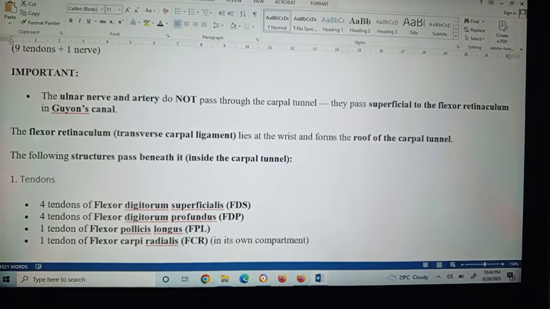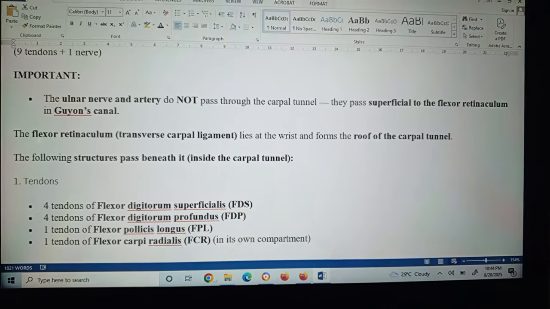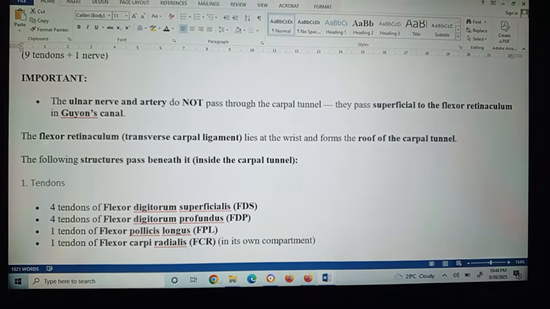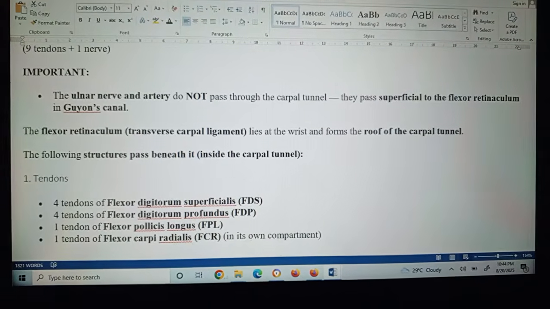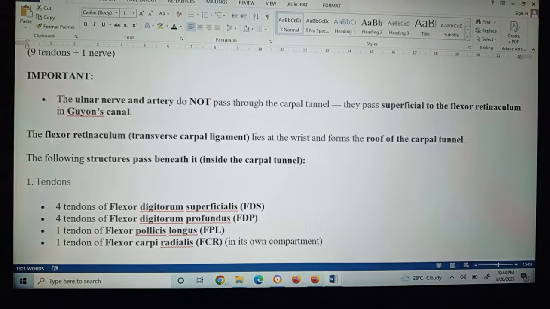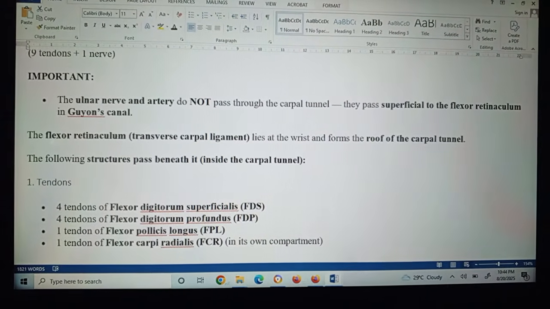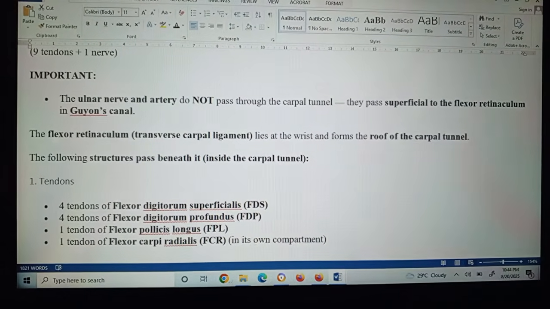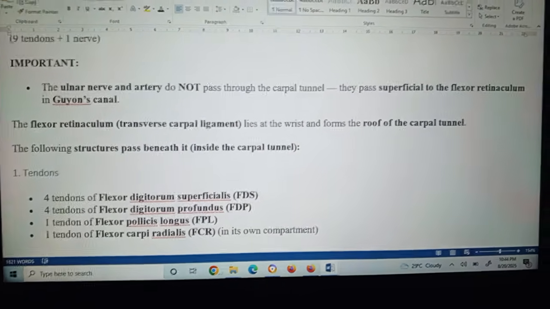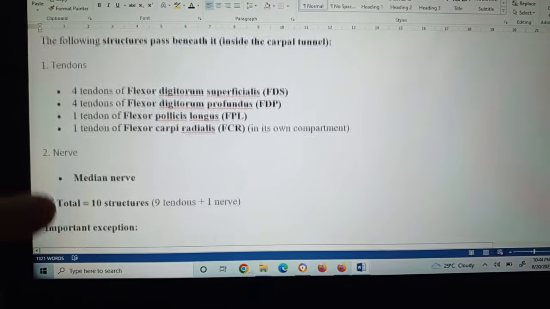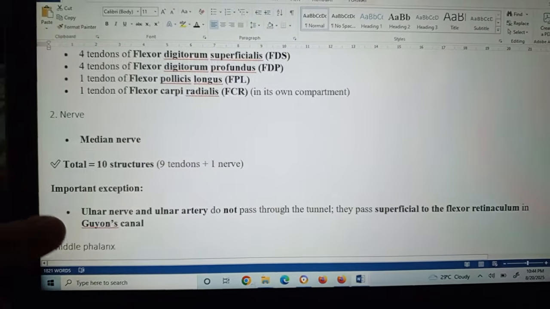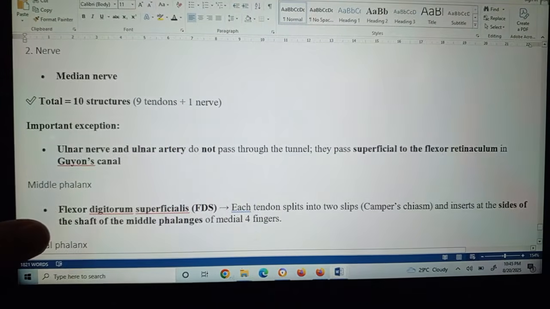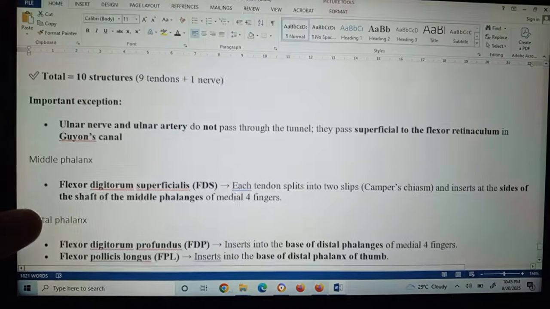The flexor retinaculum, or transverse carpal ligament, lies at the wrist and forms the roof of the carpal tunnel. The following structures pass beneath it inside the carpal tunnel: 4 tendons of flexor digitorum superficialis, 4 of flexor digitorum profundus, 1 tendon of flexor pollicis longus, flexor carpi radialis in its own compartment, and 1 nerve, the median nerve. The ulnar nerve and ulnar artery do not pass through the tunnel; rather, they pass superficial to the flexor retinaculum in Guyon's canal, which I have already told you.